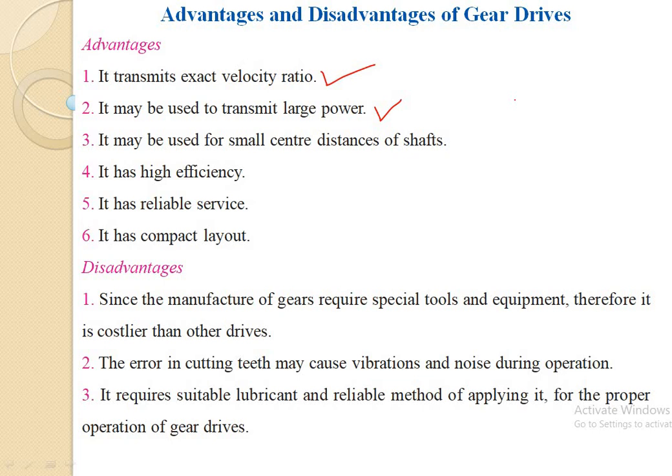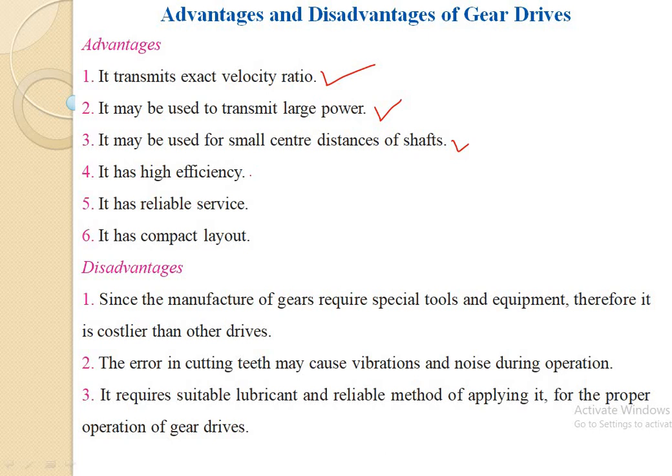We can transmit this large power from one shaft to another shaft. It is used for small center distances of shafts, when the distance between the two elements between which we have to transmit the power is very tiny. Take the example of wristwatches. In that case, gears are used. We know that gears are used in wristwatches for power transmission.